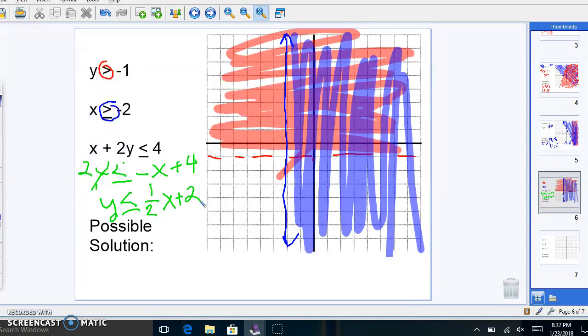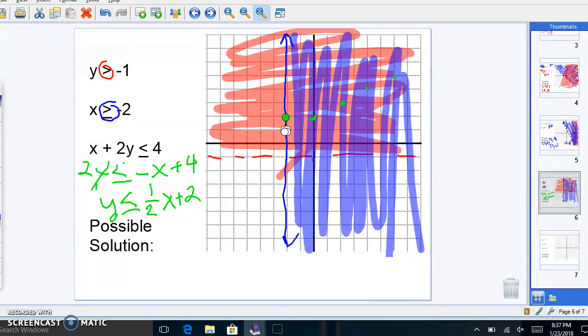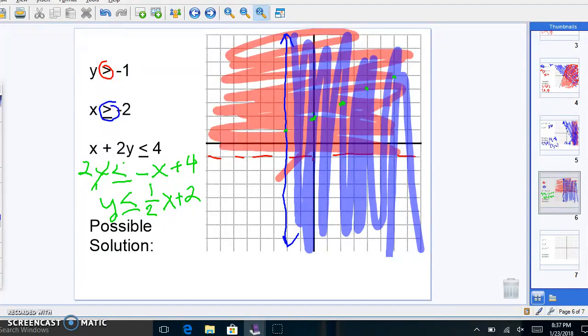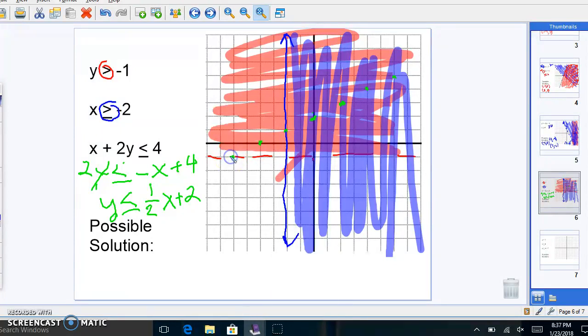So this tells me that I'm going to have a y-intercept of 2, so we'll start there. And then we are going to have a slope of 1/2, so up 1, right 2, up 1, right 2, up 1, right 2. We can also go down 1, left 2, down 1, left 2. And this one will also be a solid line.